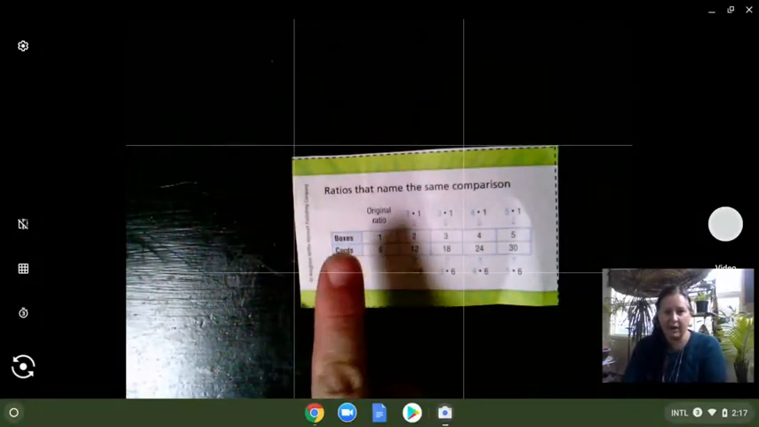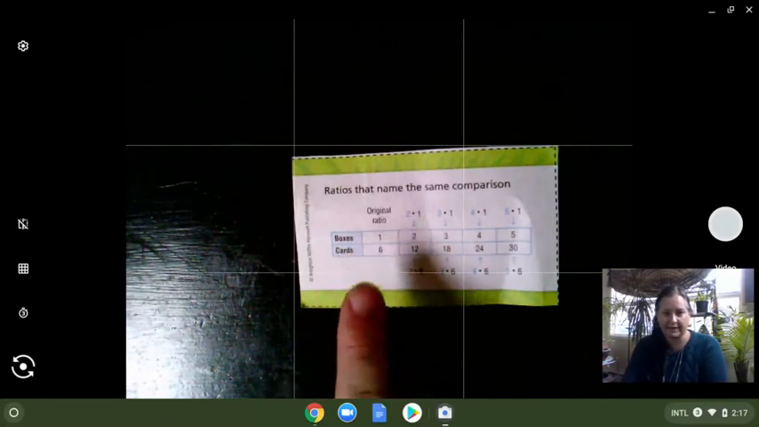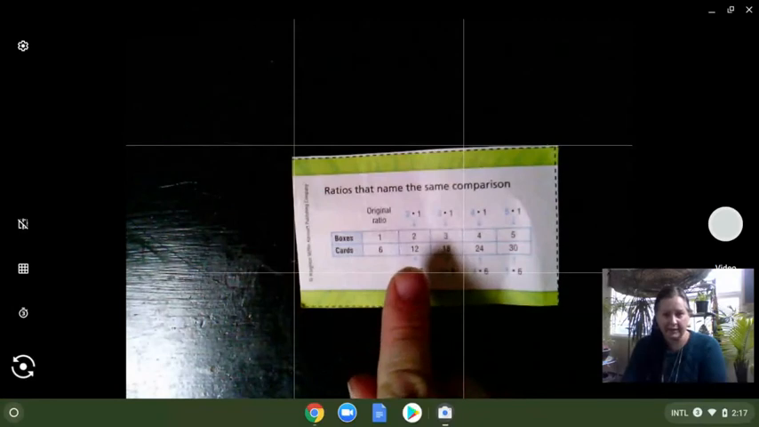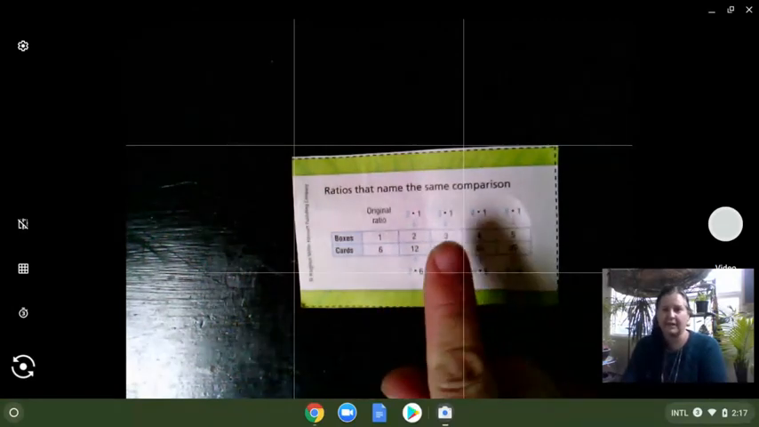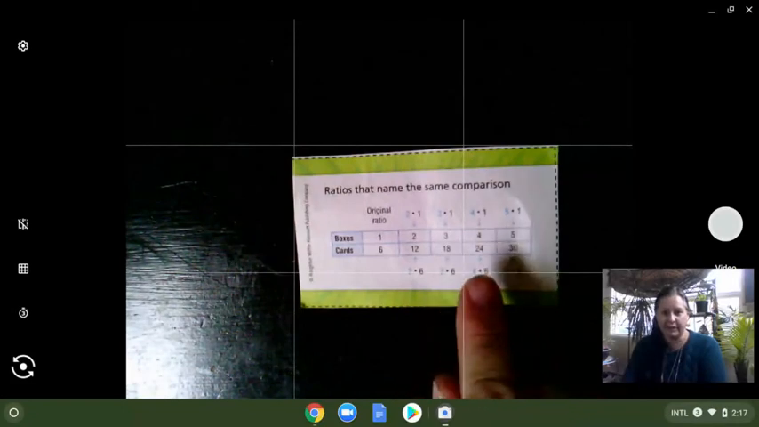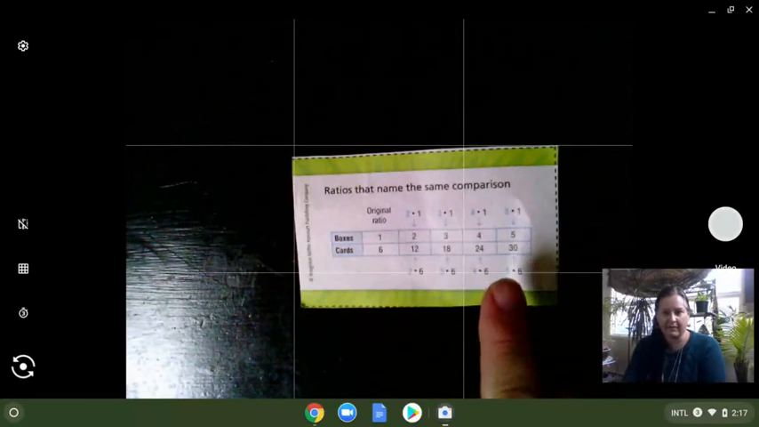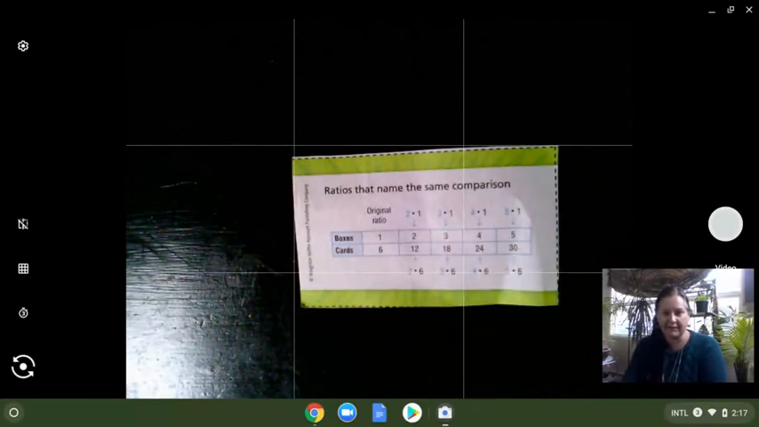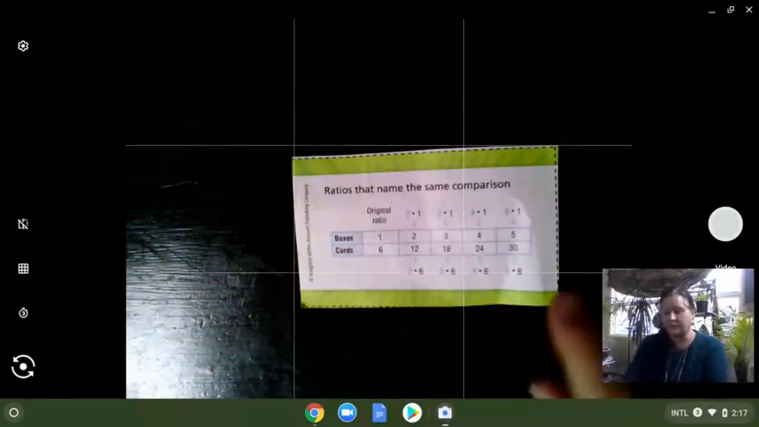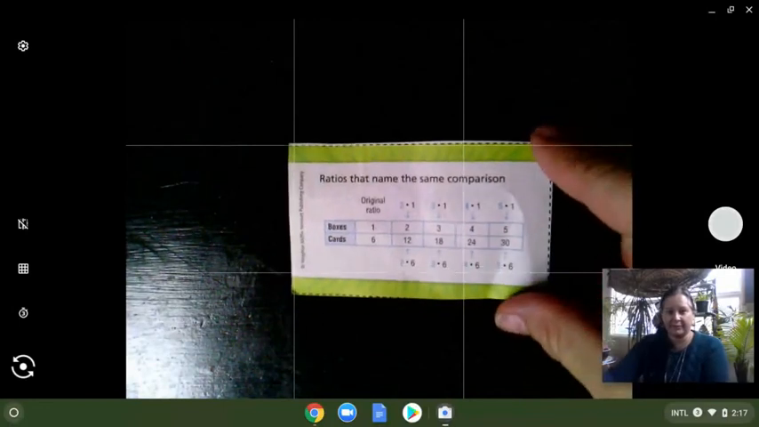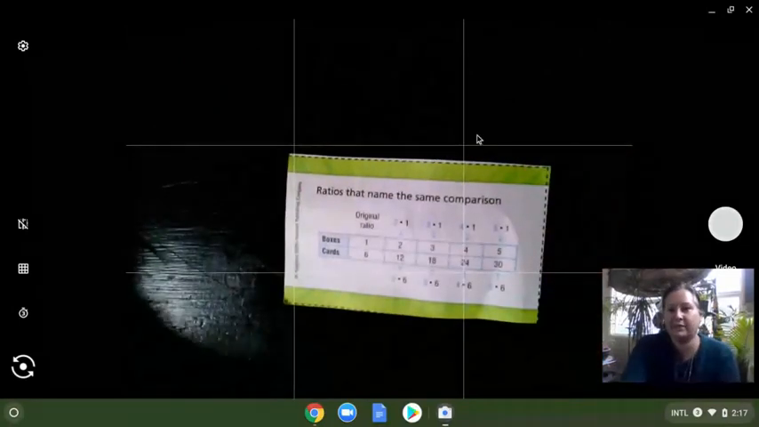So this is how many cards are in a box. There's 6 cards in one box. So if we double that, it would be 12 cards in 2 boxes. If we triple it, 18 cards in 3 boxes, multiply it by 4, 24 cards in 4 boxes, or multiply it by 5, and we have 30 cards in 5 boxes. And so we're going to be doing that this chapter as well. Okay, that is our vocabulary preview for today.